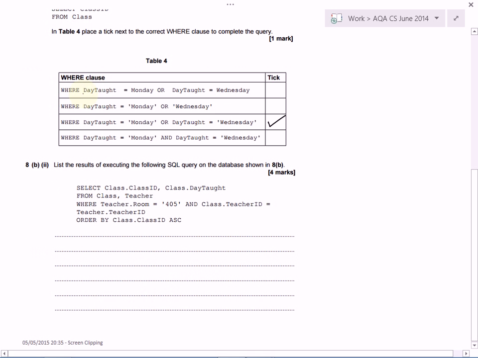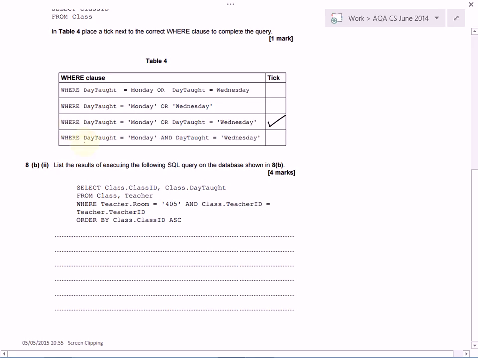So this one is wrong because the day taught field holds a string data type, a text data type. So what we're searching for needs to be surrounded by quotation marks, single quotes. So this one is wrong because when you're checking for a value, checking to see if something's true or not, you need to be really explicit with what you're checking for. So day taught is Monday is fine, but we're not saying what is Wednesday. And the database isn't clever enough to realise that you're still checking to see if day taught is Wednesday. So we've said this one is correct.